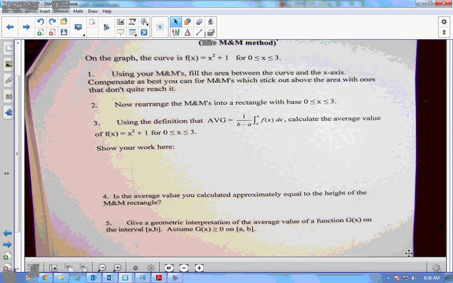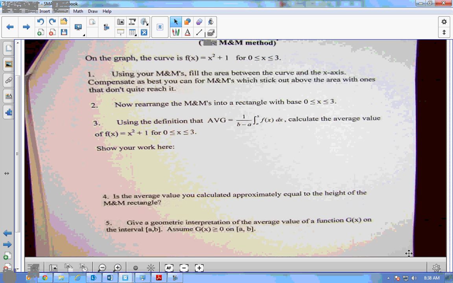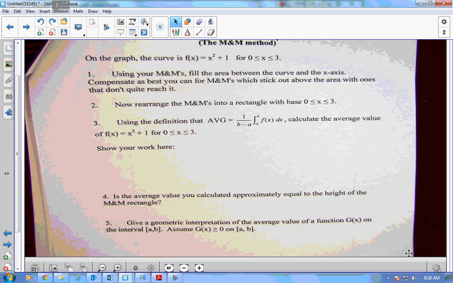Okay, after you filled it in, step 2 says, now take all of those exact M&Ms, no more, no less, that you've selected for your area under the curve, and rearrange them so it's a rectangle from 0 to 3 on the graph. Take all of those M&Ms. Right now it's kind of a curvy triangle, right? A concave in triangle. And take those exact number of M&Ms and rearrange it so it's a perfect rectangle from 0 to 3.